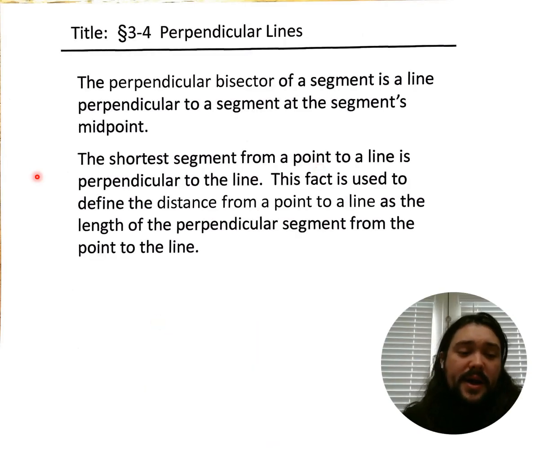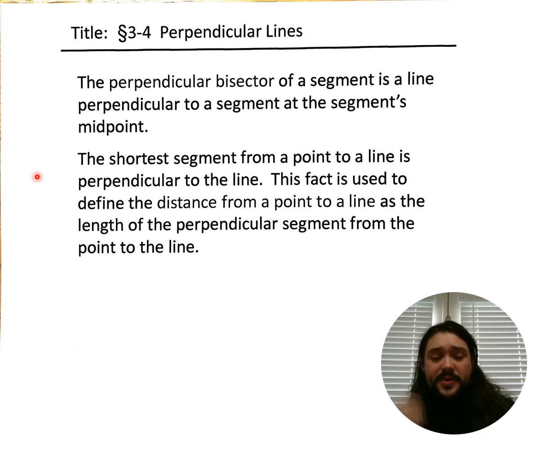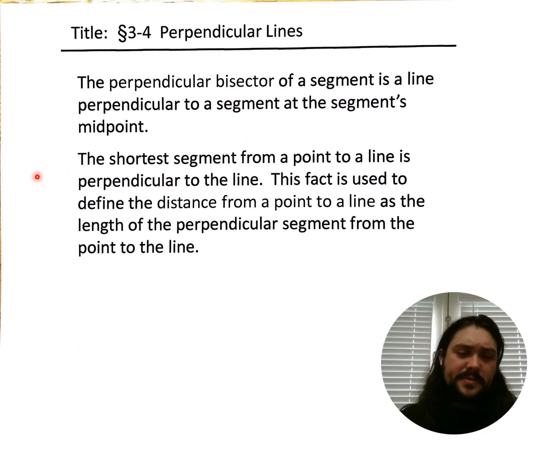Perpendicular lines. So that was it. That was our whole 3-3. There's lots of other options on your homework. You'll get to do some as well. We'll go over it again tomorrow if you need some help.